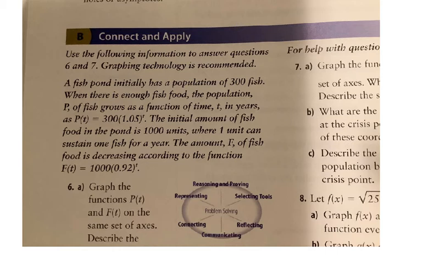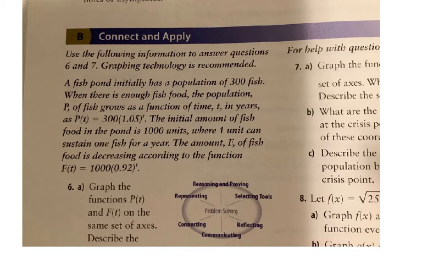A fish pond initially has a population of 300 fish. When there's enough fish food, the population P of fish grows as a function of time t in years, as P of t equals 300 times 1.05 to the power of t. The initial amount of fish food in the pond is 1,000 units, where 1 unit can sustain 1 fish for a year. The amount F of fish food is decreasing according to the function f of t equals 1,000 times 0.92 to the power of t.